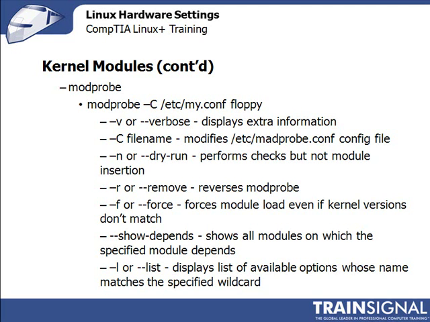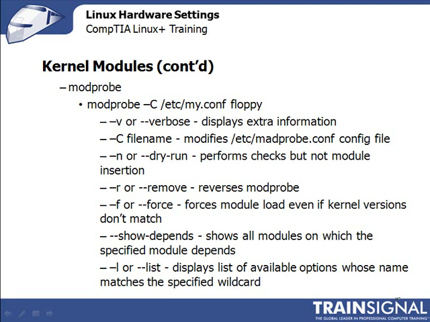Commonly, you'll use this with the dash V option to see what modprobe will do, and this is good for testing purposes. Dash R or dash dash remove will remove the specified module and any dependencies as long as they aren't in use. Dash F or dash dash force, which will load a module even if the kernel versions don't match. Now normally this isn't a good idea, but it may be required with third-party binary-only modules.